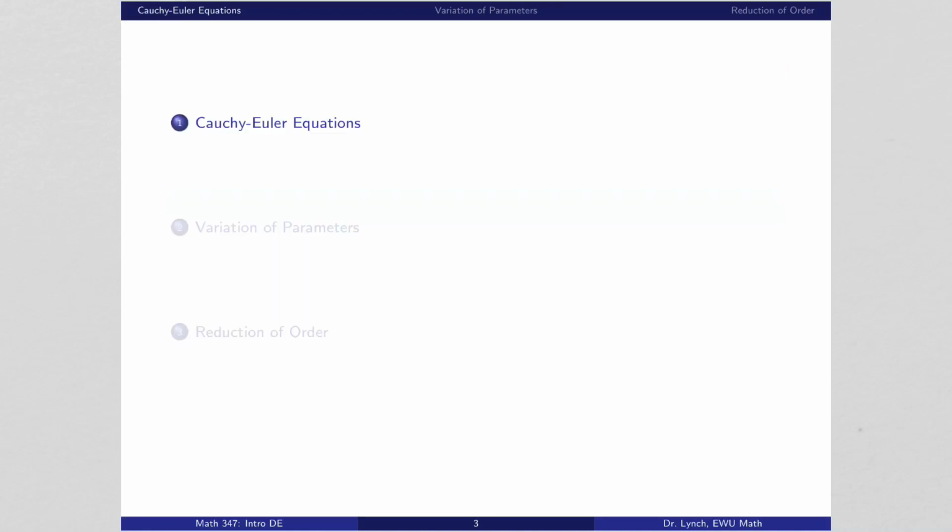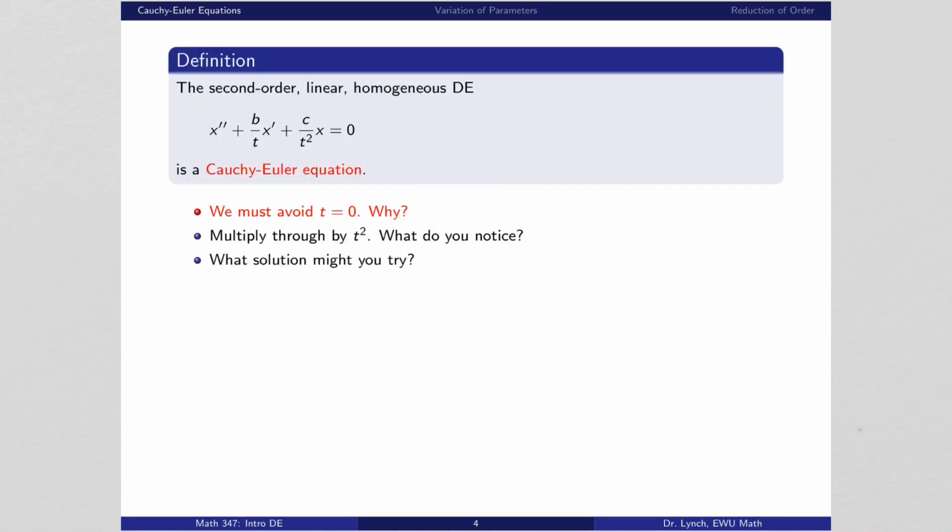Okay, so let's talk about a certain flavor of these second order differential equations called Cauchy Euler equations. Start off with the definition. Definition: the second order linear homogeneous differential equation x double prime plus b over t x prime plus c over t squared x equals 0 is called a Cauchy Euler equation. As you can imagine, we've got to avoid the point t equals 0. The coefficient functions are not continuous around t equals 0.